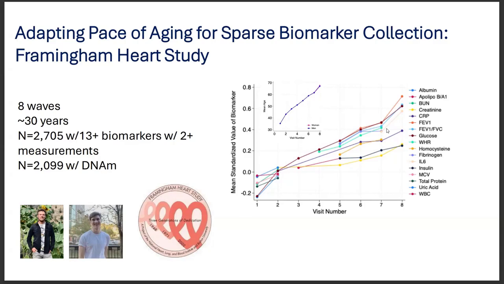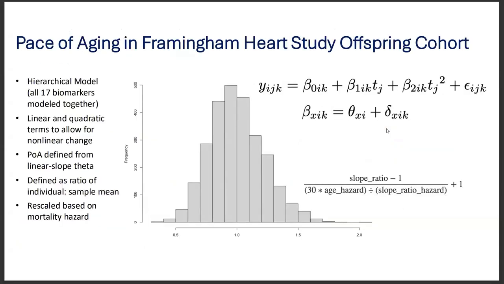And things increase. We model the pace of aging in a slightly different way in this study. We use a hierarchical model, so we're modeling all 17 of the slopes at the same time. Each slope is a composition of a shared component, a participant-specific component, and a biomarker-specific component. So we're taking what Will called theta, the individual level slope that's shared across the biomarkers. That forms our pace of aging.